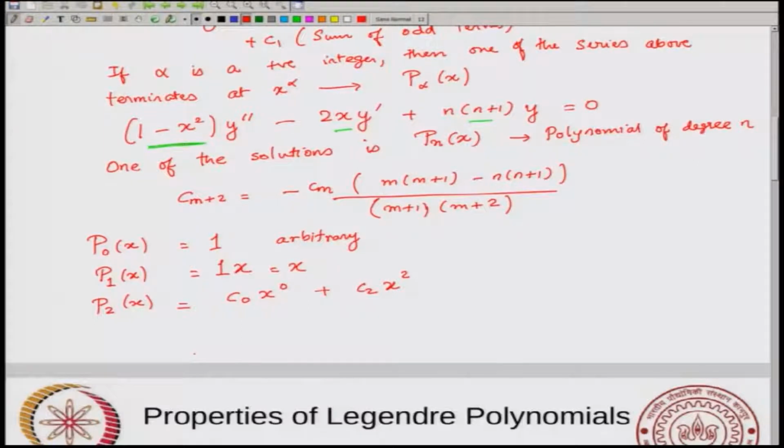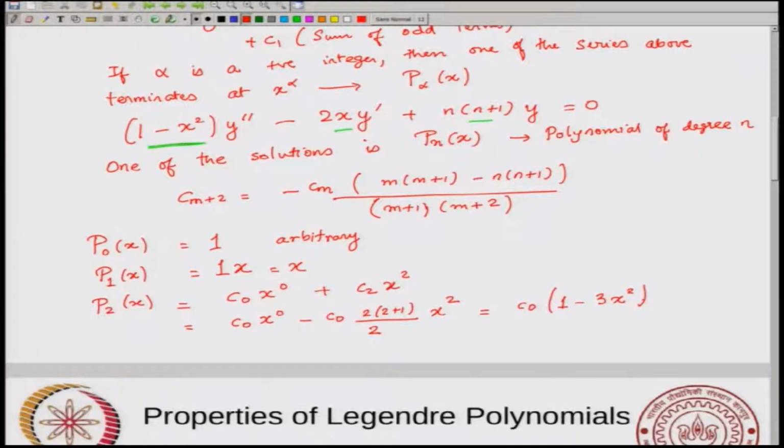So, we already saw that C2 is related to C0 through C0 x bar 0. Now, C2 I can write as minus C0 into alpha plus 1 by 2. But alpha is nothing but n, and n is equal to 2. So, I have 2 into 2 plus 1 divided by 2, and this multiplies x square. So, finally, this is 2 into 3, 6 by 2, that is 3. So, I can write this as C0 times 1 minus 3 x square.